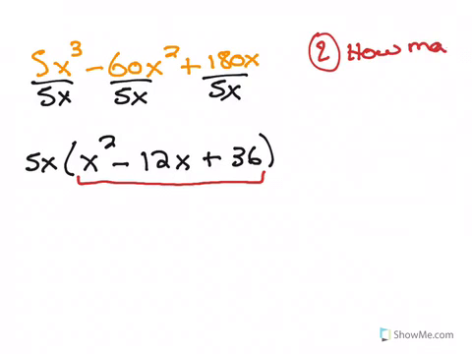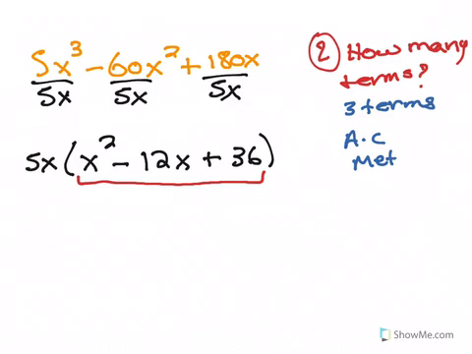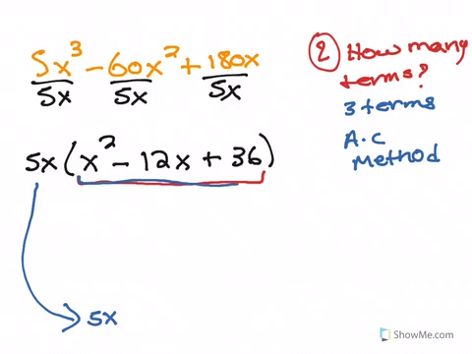How many terms does the polynomial have? In this case it has 3 terms. And when I have 3 terms, I factor using the AC method. So I'm going to put this little arrow at the end that shows me that I must include this 5x in my final answer. And then I'm simply going to factor this trinomial using the AC method.